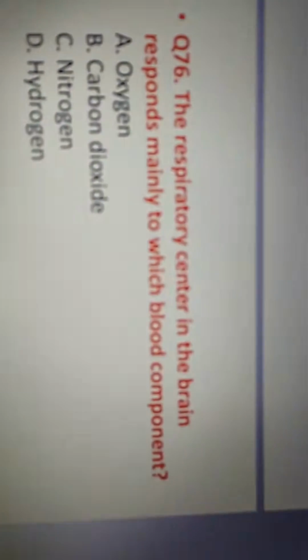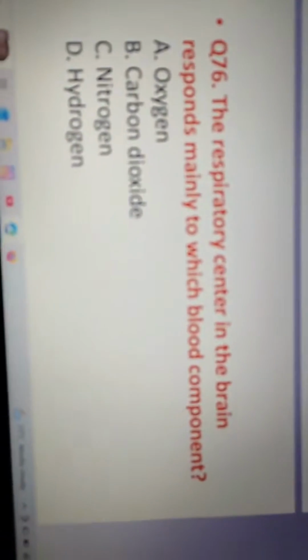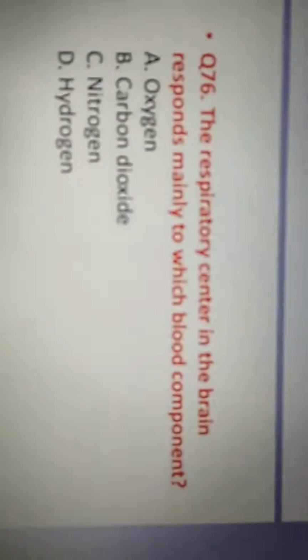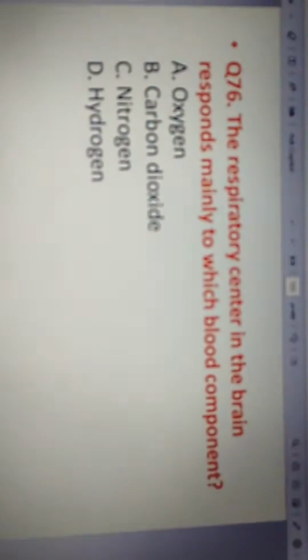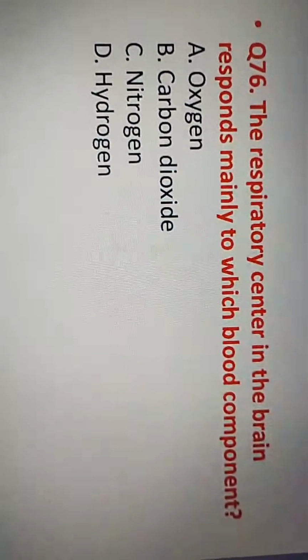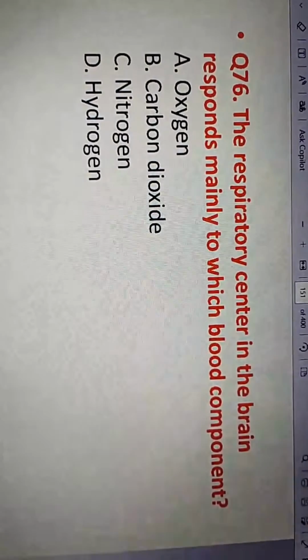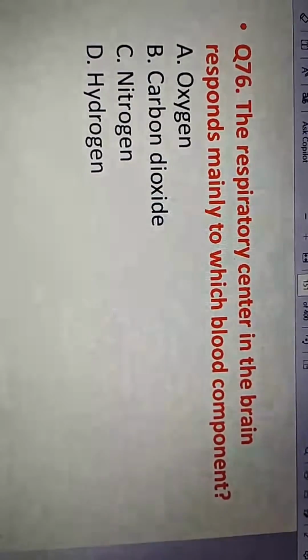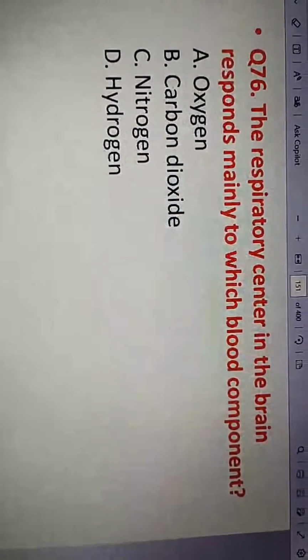The next question. The respiratory center in the brain responds mainly to which blood component? Option A oxygen, option B carbon dioxide, option C nitrogen, option D hydrogen.